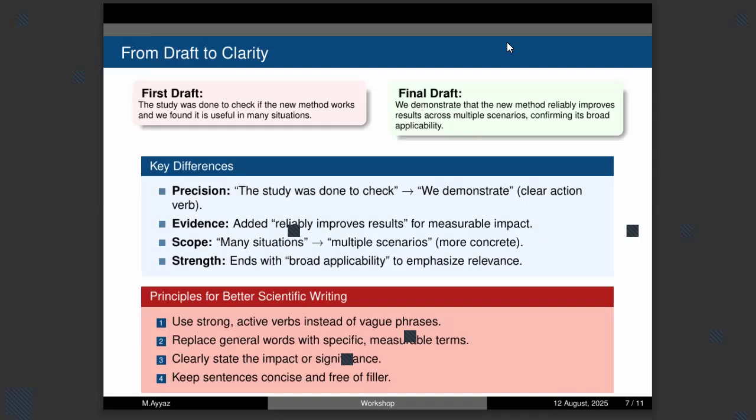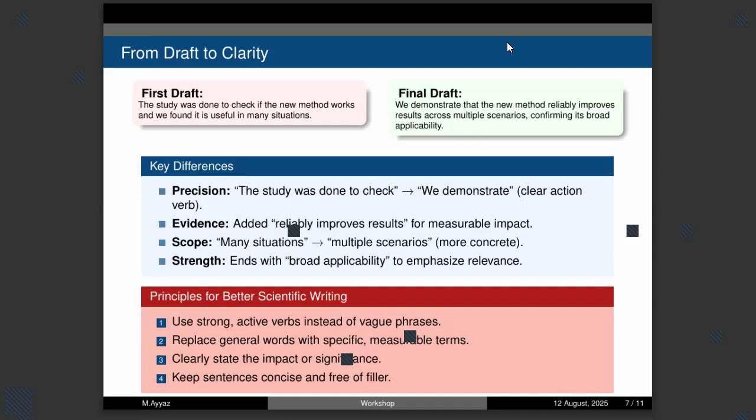So let's see an example. First, we write a sentence in our first draft. The sentence could be, "The study was done to check if the new method works and we found it is useful in many situations."